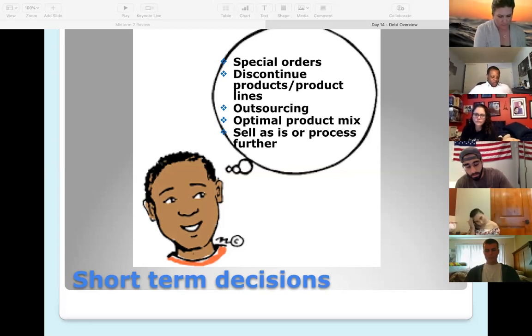And the fifth one was whether or not we should sell the product as is or do some further processing. Should we do more work? And really the question is, more work, is the additional revenue going to outweigh the additional cost? I'll let you guys tell me if you have any questions about any of those five. Yeah, I have a question on optimal product mix.